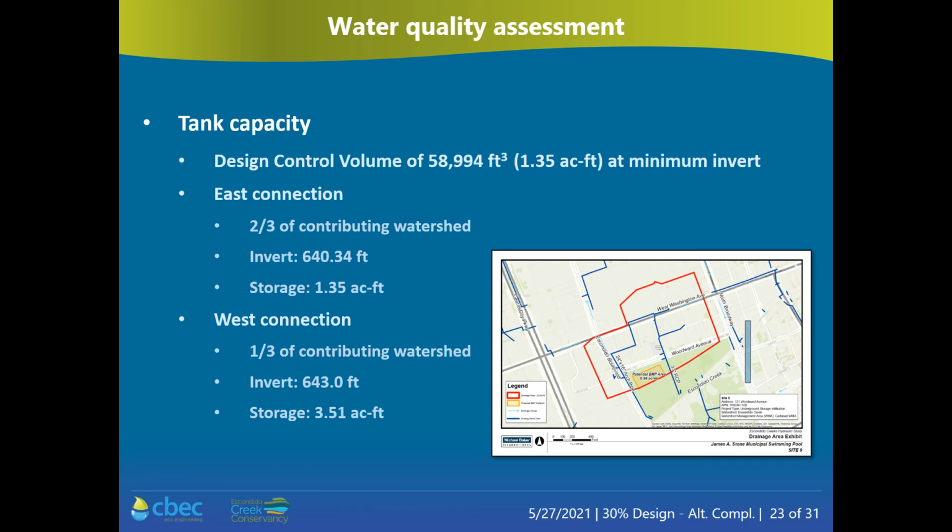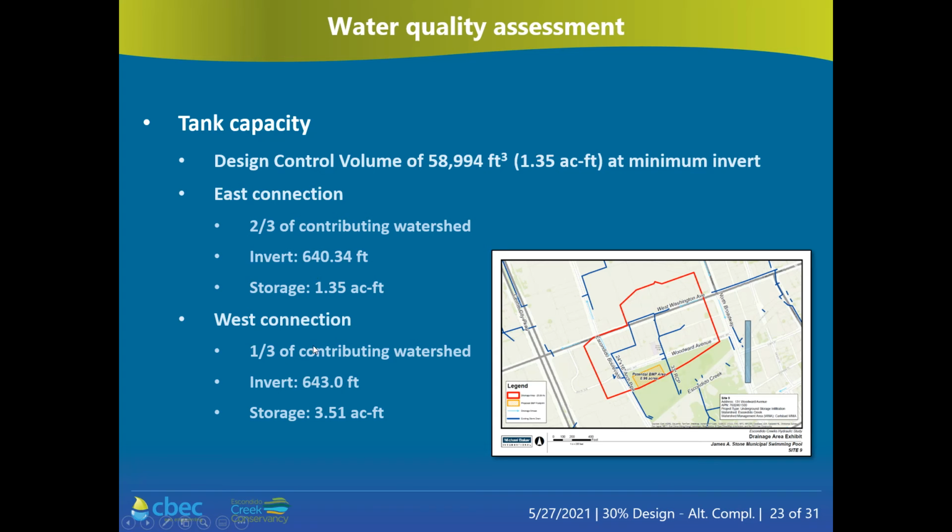But we have two different sides coming in. There's an east connection and there's a west connection. So the east connection, which is kind of what we're calling this portion of the watershed over here, is about 2/3 of the contributing watershed that we determined visually from some of these graphics. The invert elevation is about 640.34 feet NAVD 88, or the North American Vertical Datum of 1988. That gives us about 1.35 acre feet of storage beneath this invert elevation.